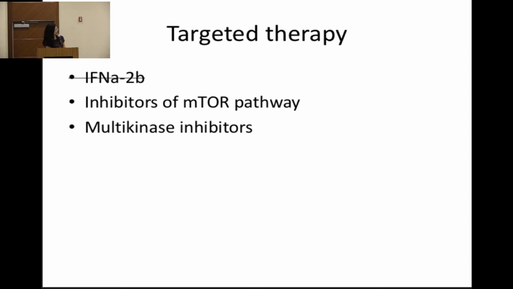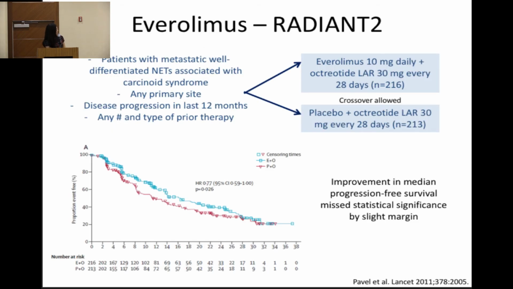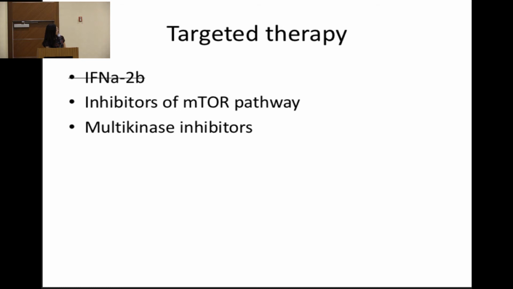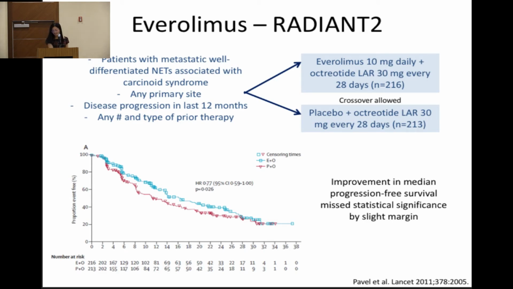So I'm not going to go into detail because I know you're going to get a talk about this later, but essentially in terms of target therapy, there are 2 types right now. We're multi-kinase inhibitors and also inhibitors of the mTOR pathway, which, as I mentioned, is important. So everolimus was tested in RADIANT-2 for patients with all kinds of NETs with carcinoid syndrome. And this actually just missed statistical significance.